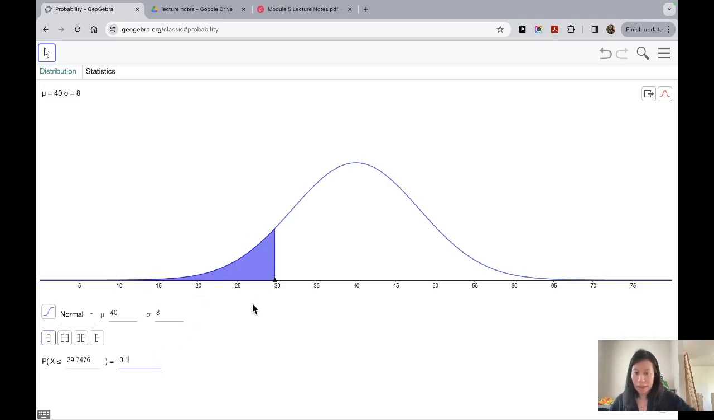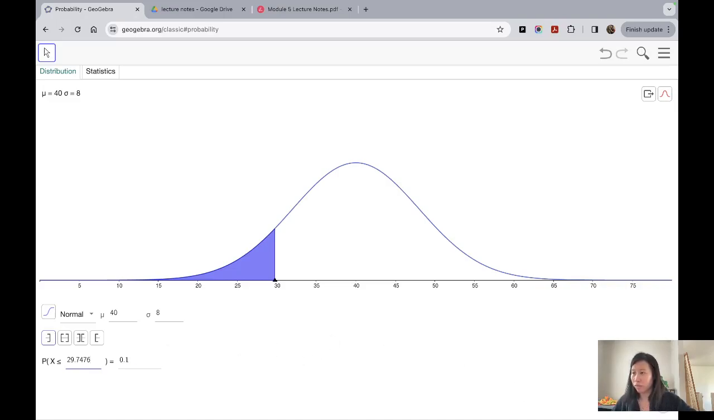So look, this highlighted part is going to be 10% of the total area of the bell curve, so that we know the cutoff value. We can read it in the parentheses, which is: if the rainfall is less than 29.74 inches, it's going to be the lowest 10% of the rainfall.